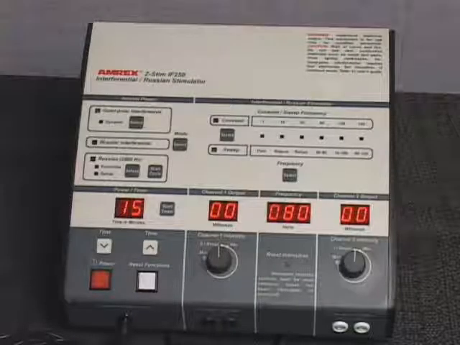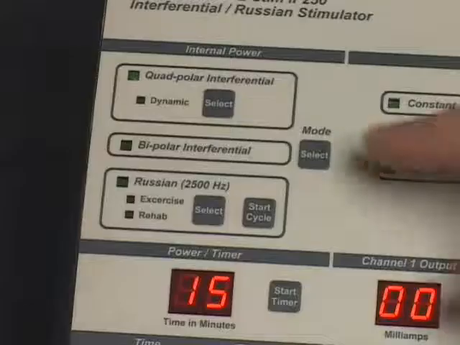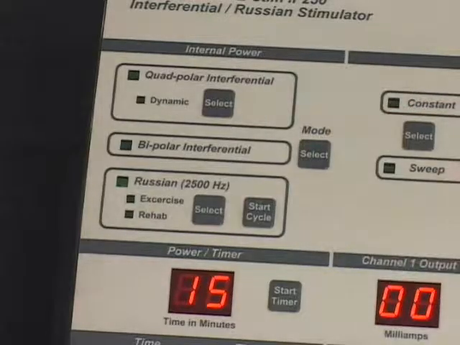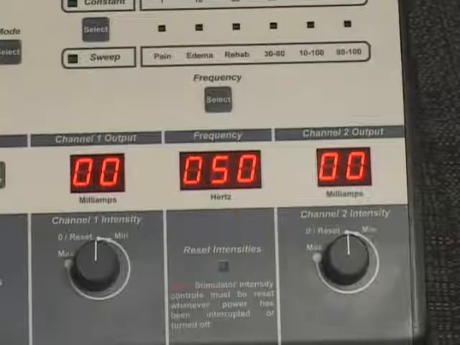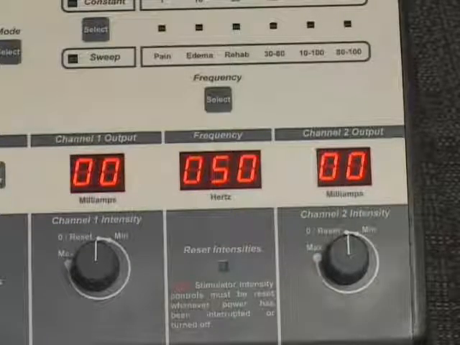If the intensity controls are not in the 0 reset position, the generator will emit a sequence of audible signals and the reset intensities indicator light will flash. Both intensity controls must be returned to the 0 reset position, enabling the audible clicks, to return to factory default settings. Press the Mode control to select the Russian 2500 Hz modality. The Russian 2500 Hz modality indicator light will flash, which indicates the Russian 2500 Hz continuous mode. The frequency display will indicate the preset amplitude modulation of 50 Hz.